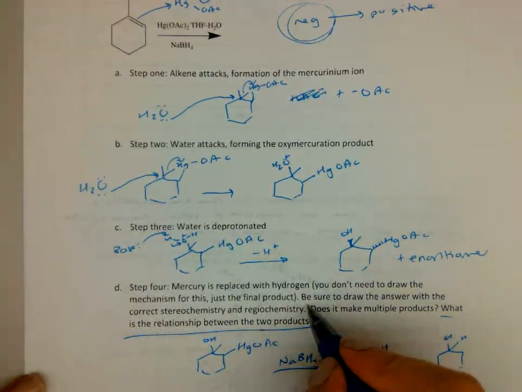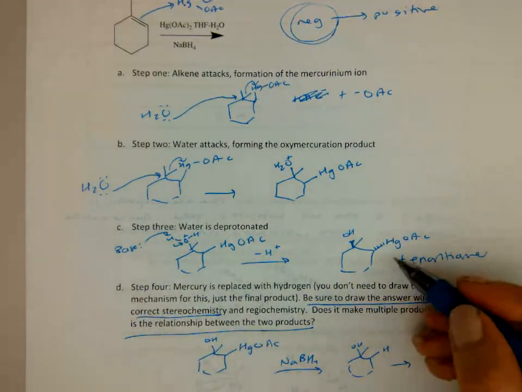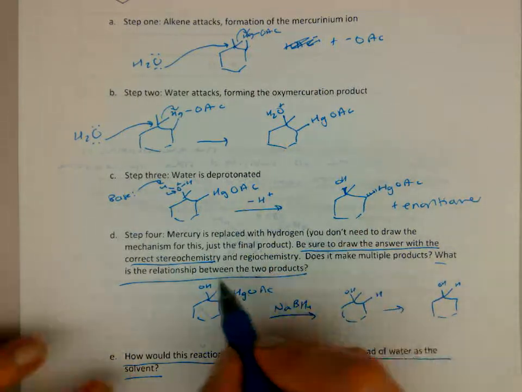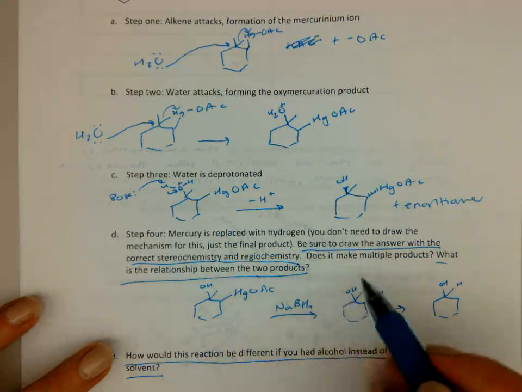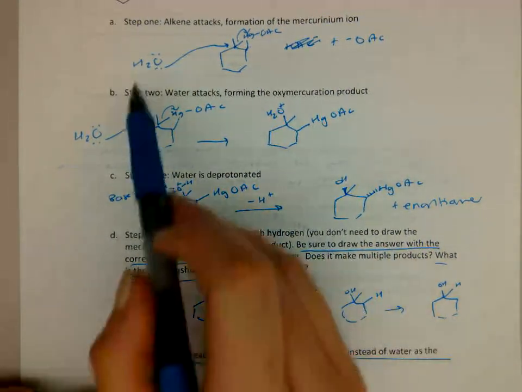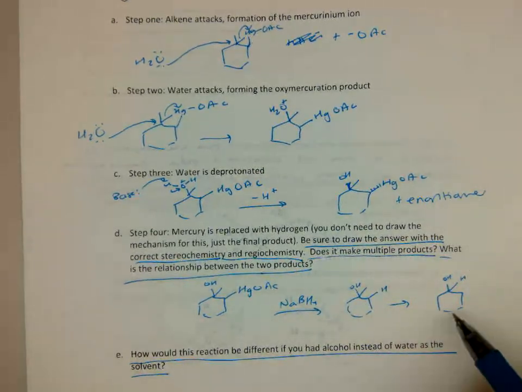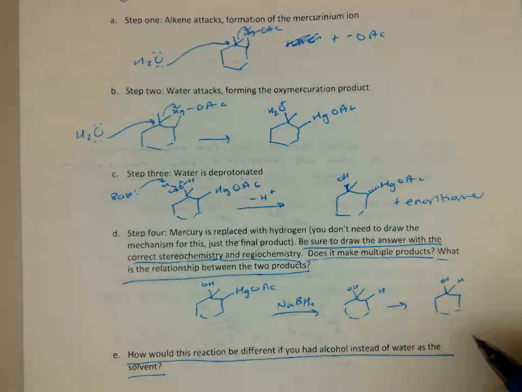So if the question is draw the answer with the correct stereochemistry, we did that up here, but then the stereochemistry is not retained on the final step. And then the regiochemistry is that it adds Markovnikov, and we did that. This attacked on the more substituted side. Does it make multiple products? Well, the final product does not retain stereochemistry, and it only makes one product because there's a plane of symmetry. So that answers all those questions.